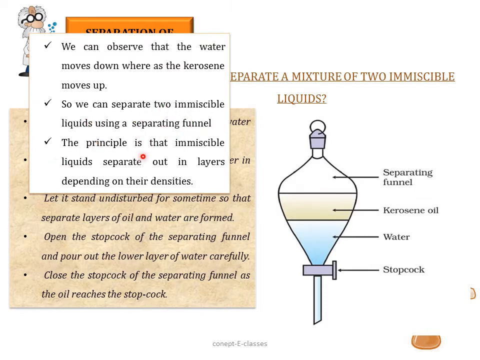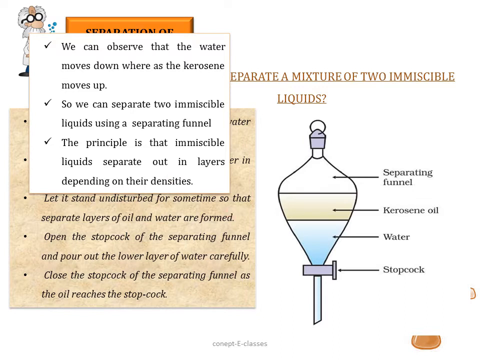So the principle is that the immiscible liquids separate out in layers depending on their densities. Why did the water move down and the kerosene oil move up? That is because the water is denser than oil. So that is why separate layers of oil and water were formed. And because of the separation, we were able to separate the two immiscible liquids.